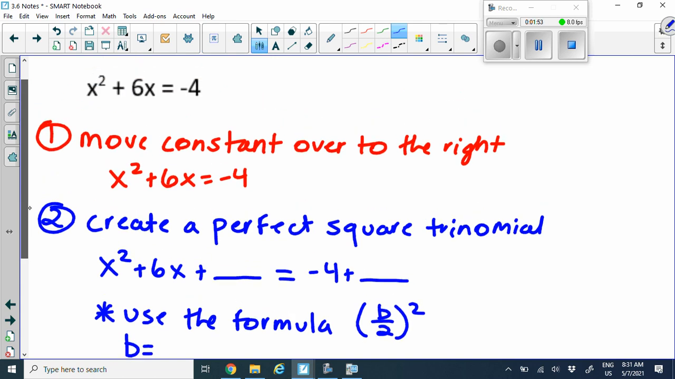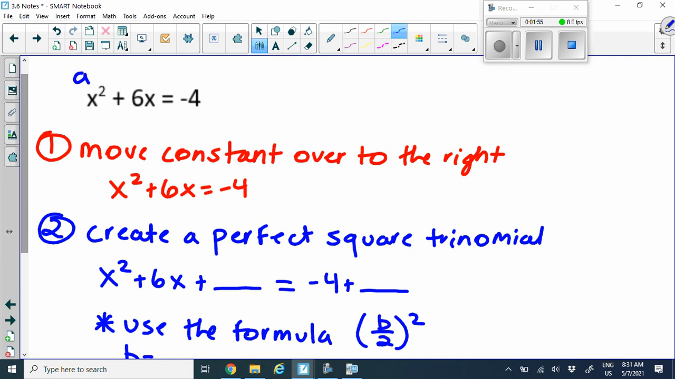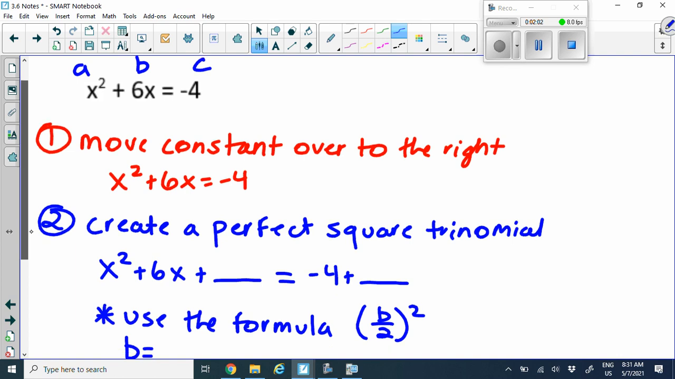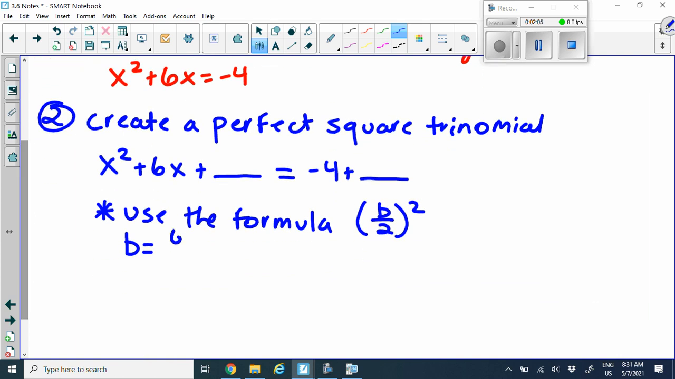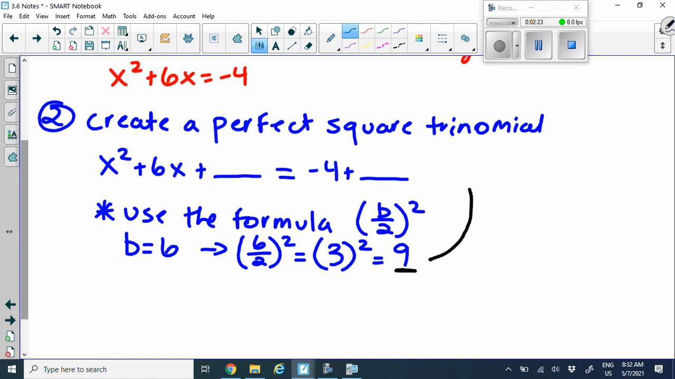Now going back up, remember we have a is always in front of x squared, b is always in front of x, and our c is always the constant. So in this case, we have a positive 6. So I have 6 as my b value, not divided by 2. Okay, now we can plug that into our formula. So I have 6 divided by 2 squared. 6 divided by 2 is 3, and I square that is 9. So I'm going to go ahead and add that to both sides of my equation.